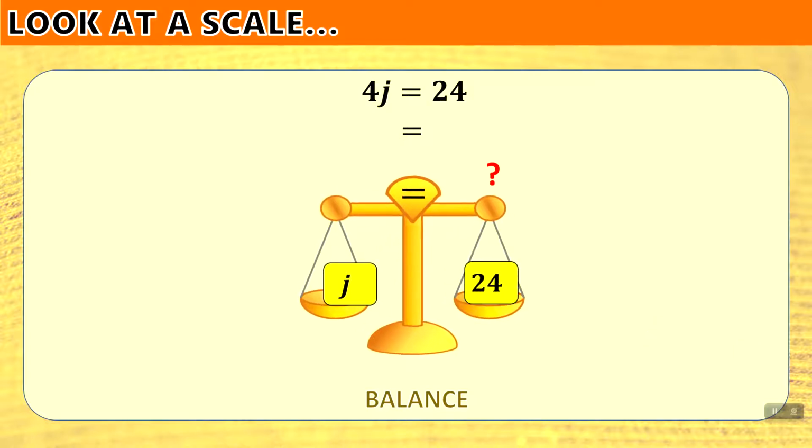So we have to apply the same thing to the right-hand side as we did to the left-hand side. We also have to divide the right-hand side by 4 to keep everything in balance. If we divide 24 by 4, we get 6. So j in this case would equal 6.